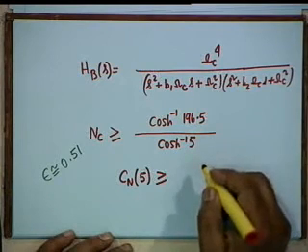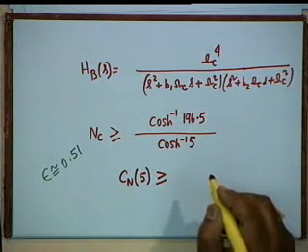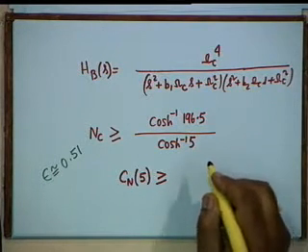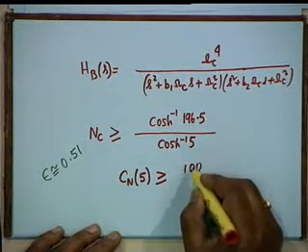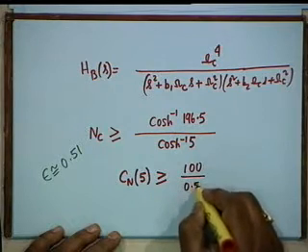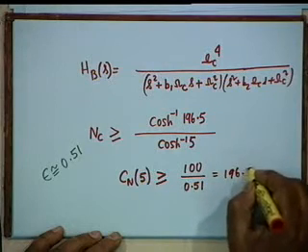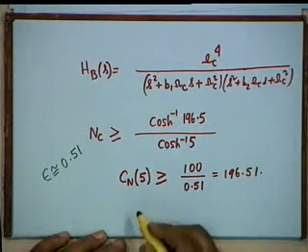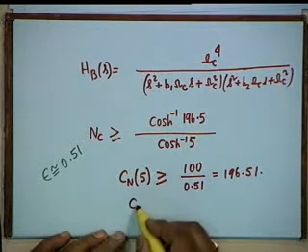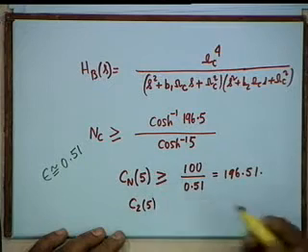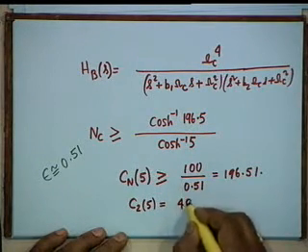So Cn of 5 would be again 10 to the power 4 minus 1, I approximated by 10 to the 4. So I get 100 divided by 0.51, which is equal to 196.51. Now we start with C2. C1 of 5 is 5, so no question. C2 of 5 is 49, that does not do it.